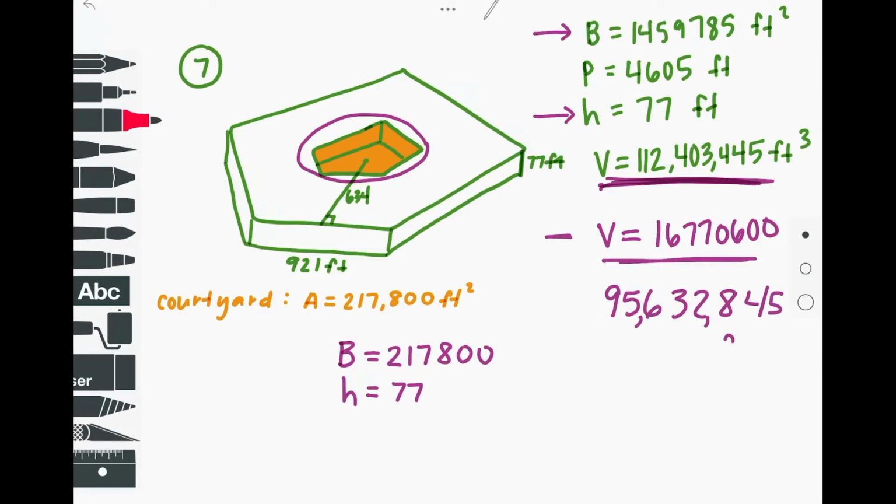I mean, it's still a big old building, but if you include the courtyard, that would be even more. And for the next question, we are not going to heat the courtyard.